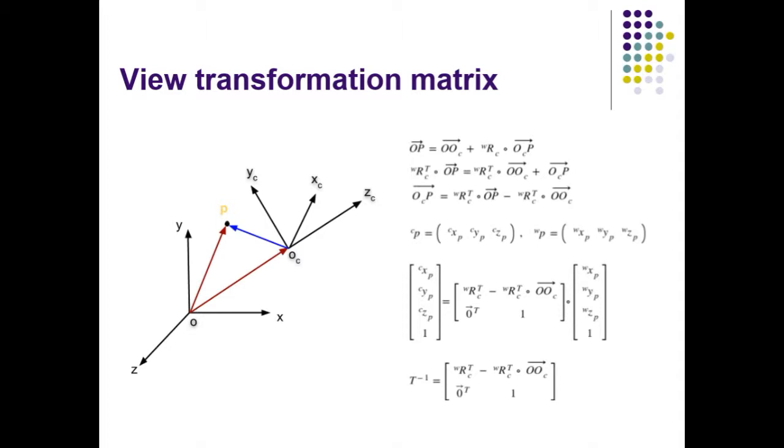Now, if we introduce the coordinates of the point P with respect to the world frame and with respect to the camera frame, and if we introduce for this point the homogeneous representation, we can express the third mathematical relation in this form. And this mathematical expression allows us to transform a point expressed in homogeneous form with respect to the world into a point expressed in homogeneous form with respect to the camera frame. And the matrix that allows us to perform this transformation is the view transformation matrix.